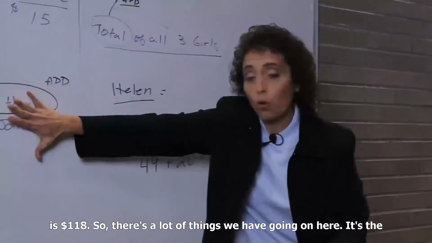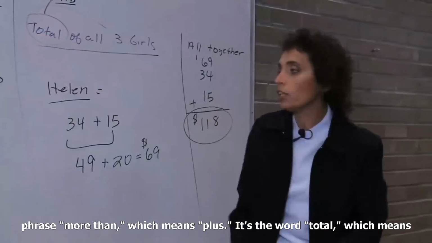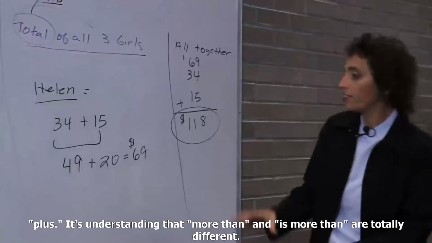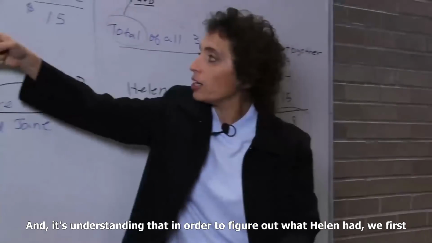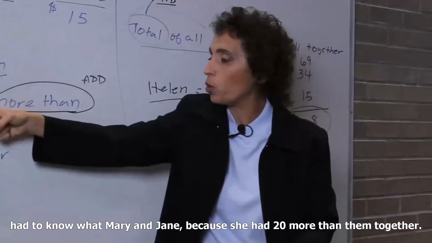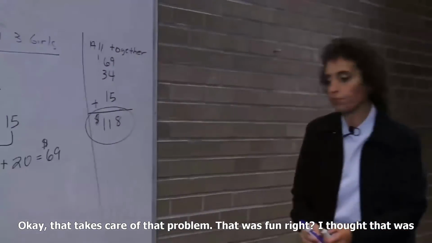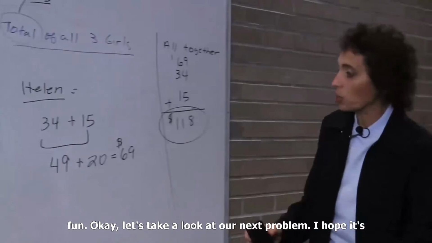So there's a lot of things we have going on here. It's the phrase more than, which means plus. It's the word total, which means plus. It's understanding that more than and is more than are totally different. And it's understanding that in order to figure out what Helen had, we first had to know what Mary and Jane had because she had 20 more than them together. Okay, that takes care of that problem. That was fun, right? I thought that was fun.